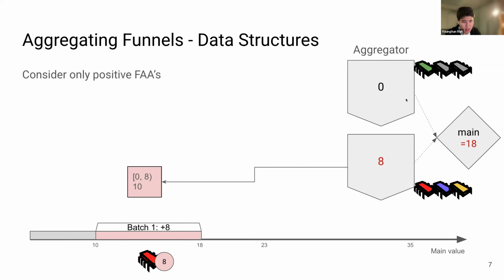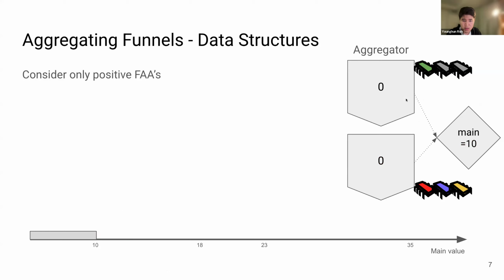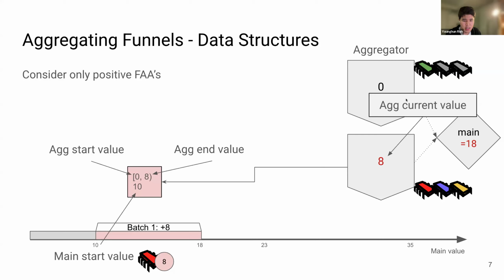In this diagram, the square represents a single batch history entry. We keep three numbers in the batch history: the aggregator start value, the end value, and more. If you see the history, you can see the red thread increased the aggregator's internal value from 0 to 8. So we keep that history inside this batch to show that this internal value has incremented from here to here as an interval.